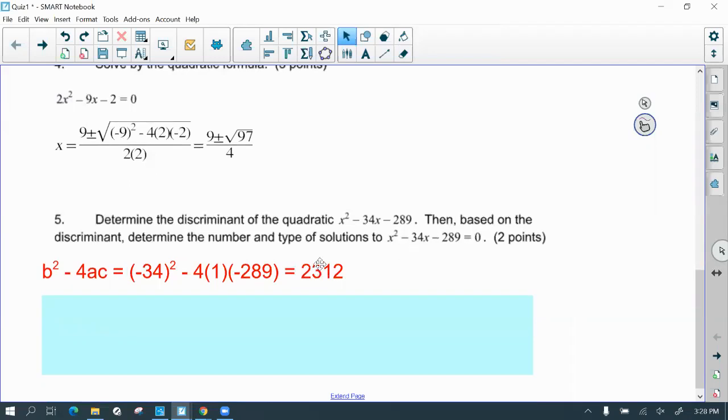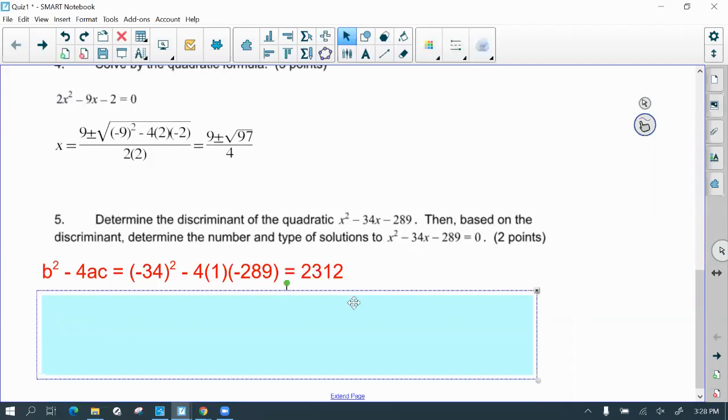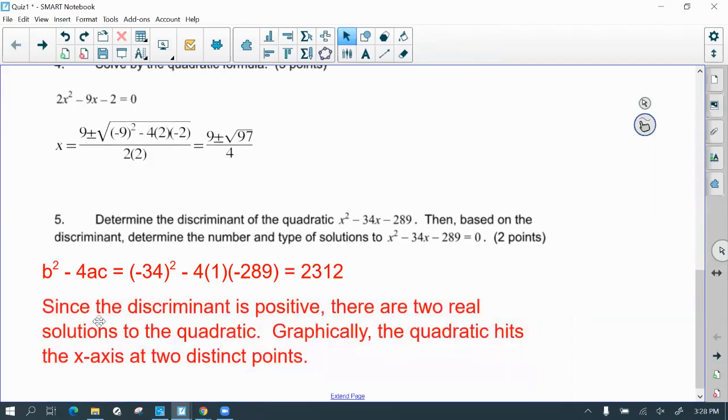The only significant thing about 2,312 is that it's positive. So since the discriminant is positive, this equation has two real answers, as opposed to imaginary, two different real answers. And if you were to graph this parabola, it would hit the x-axis at two different spots.